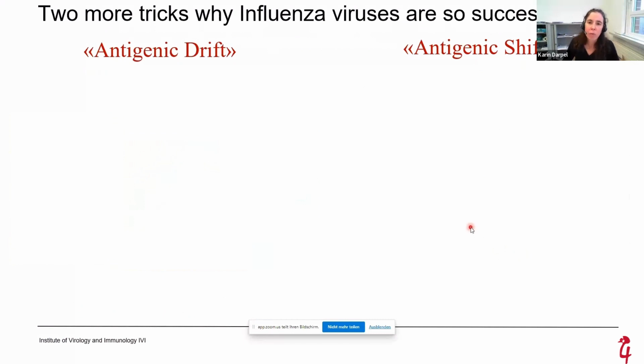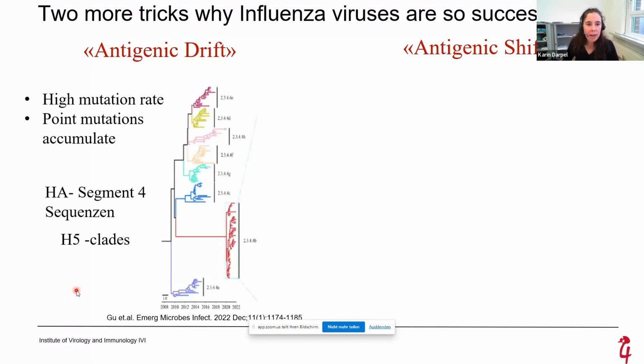And to understand why influenza viruses are so successful, we need to understand two more tricks. So one is antigenic drift. It is an RNA virus with a high mutation rate, and point mutations accumulate, for example in segment 4, which encodes the HA protein. And from coronavirus, we now know that a high mutation rate and point mutations mean that new variants emerge. And this can also occur for avian influenza.